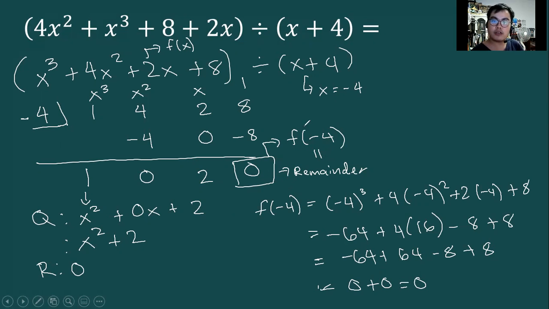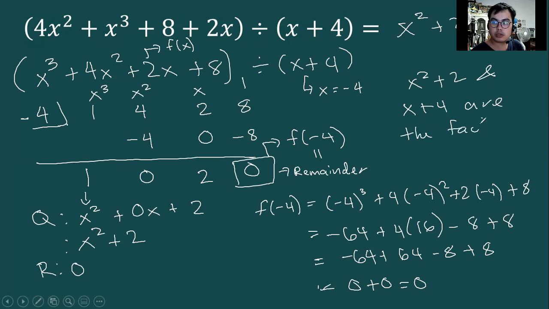So since we do not have a remainder, your x squared plus 2 and x plus 4 are the factors. The factor theorem will be satisfied if our remainder is always 0.